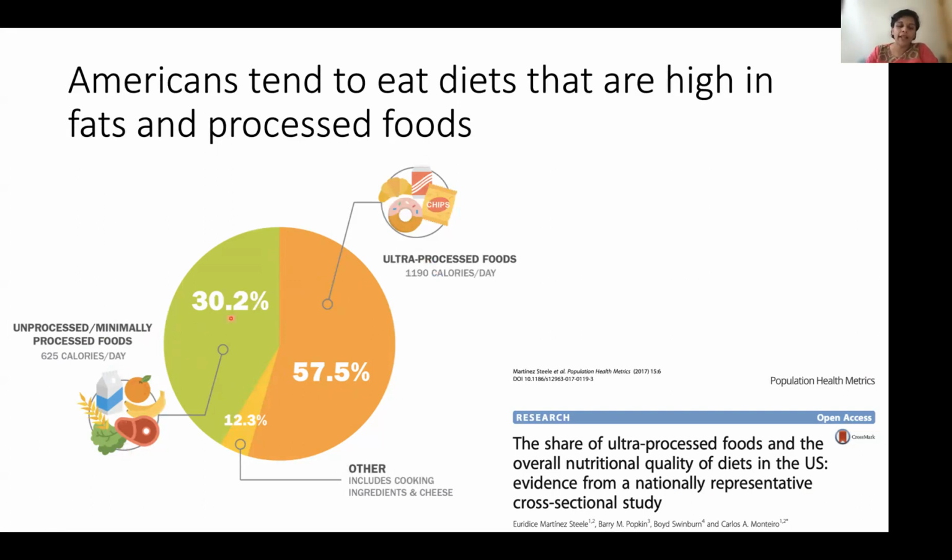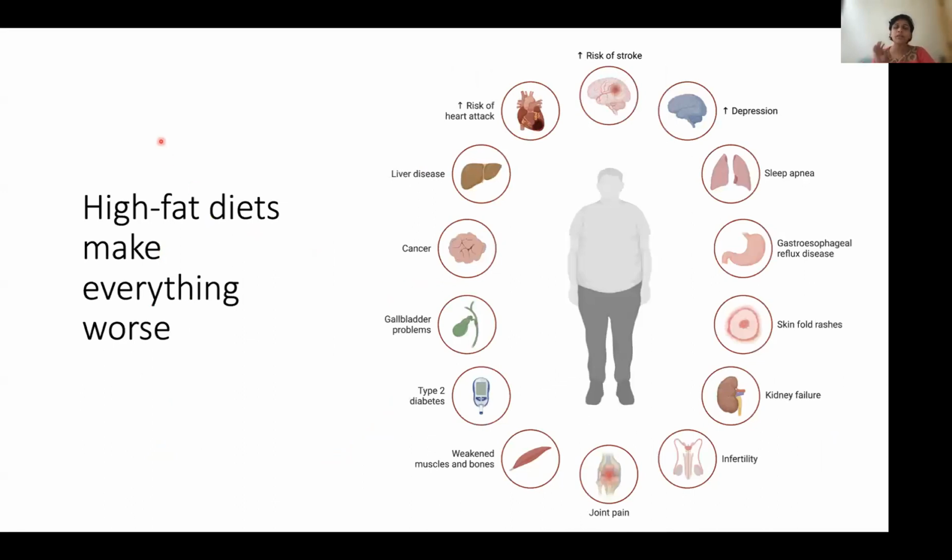And I think that one of the key things that I like to emphasize to my patients is really get rid of those ultra processed foods or the high fat foods and try to replace them with these minimally processed foods that are plant-based. And one very important reason is that we know that high fat diets make everything worse. They increase your risk of heart attack, stroke, depression, sleep apnea.